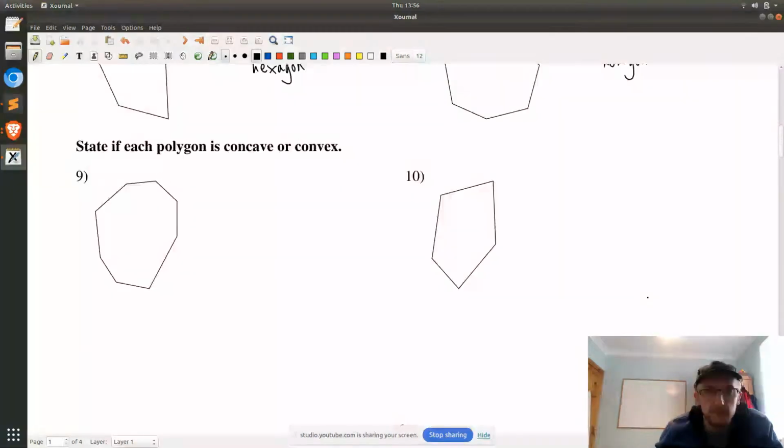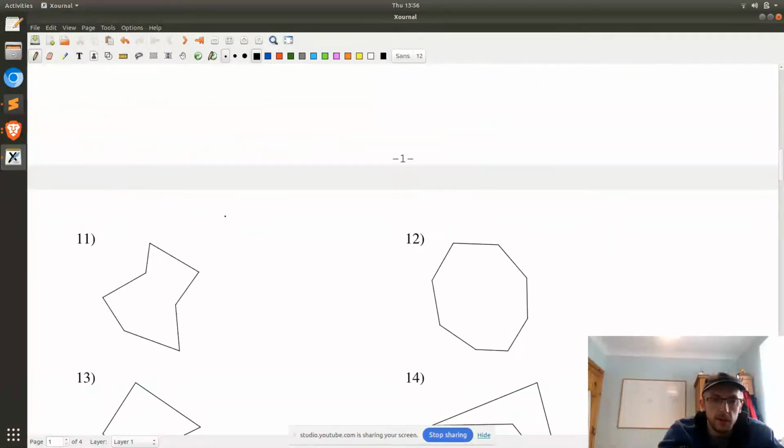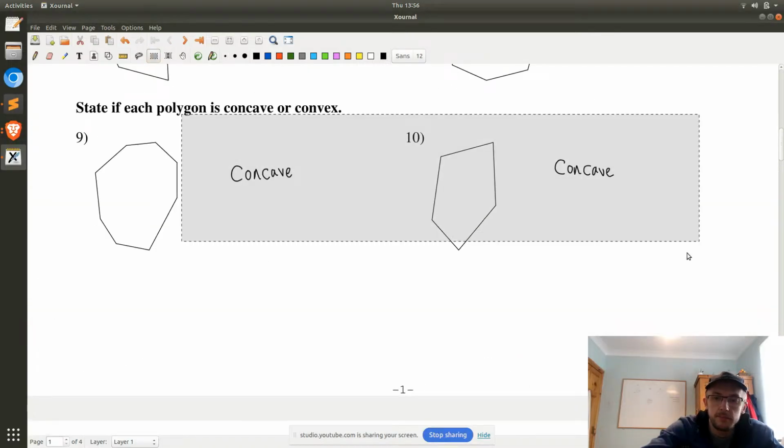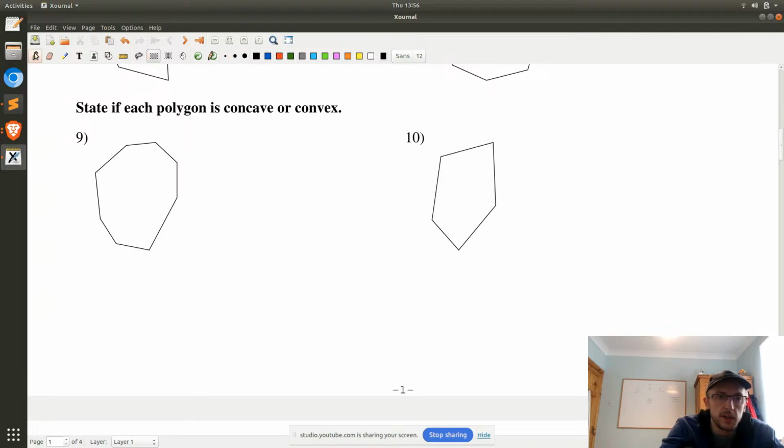State if each polygon is concave or convex. So this is a convex polygon, as no interior angle exceeds 180 degrees. Likewise here, whereas this one is concave. Oh my goodness me, I got those mixed up. Not concentrating enough. Okay, convex, convex, and that one's convex.